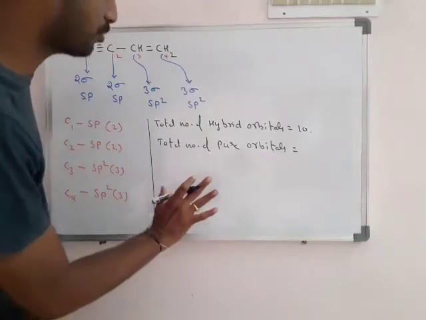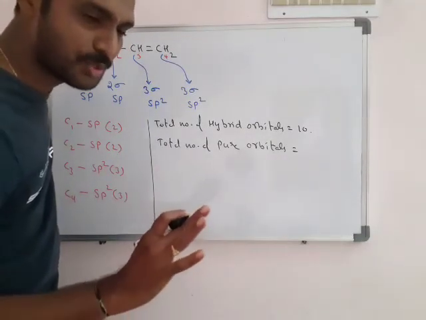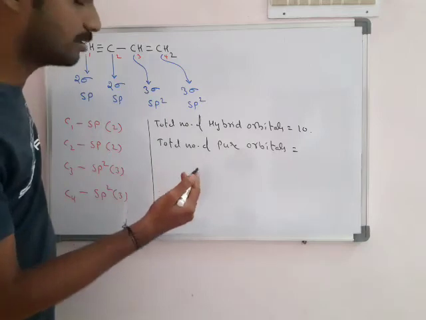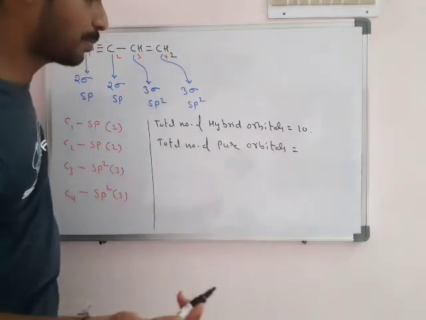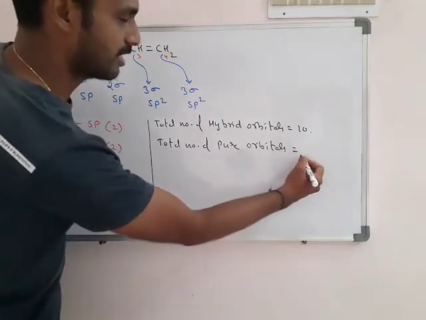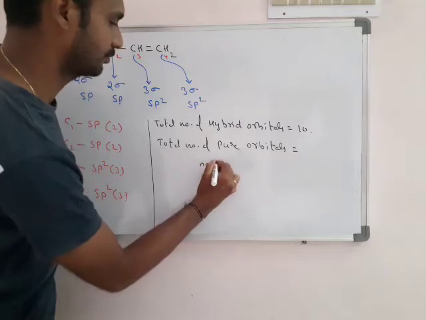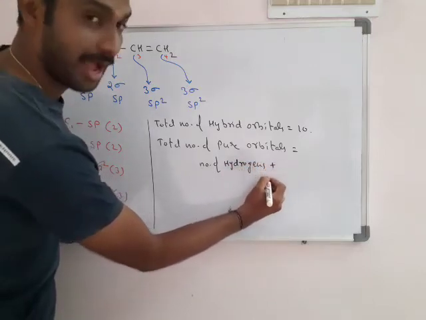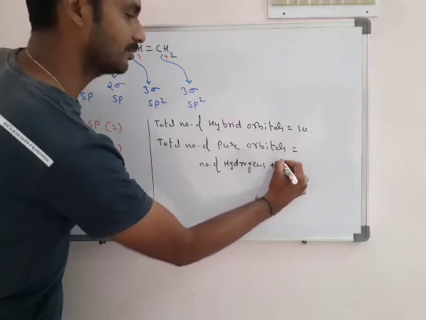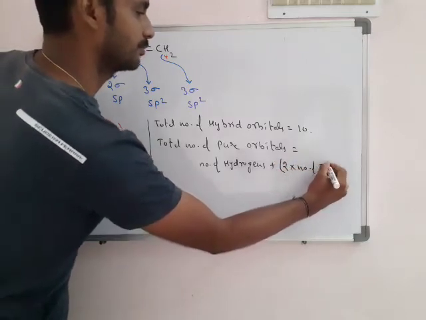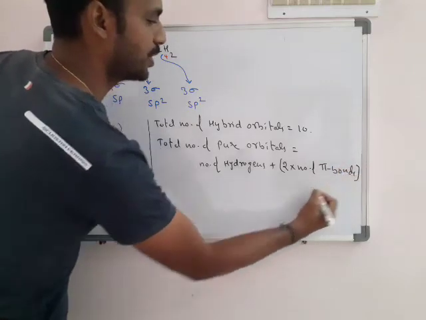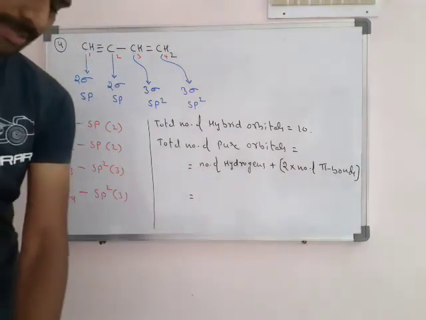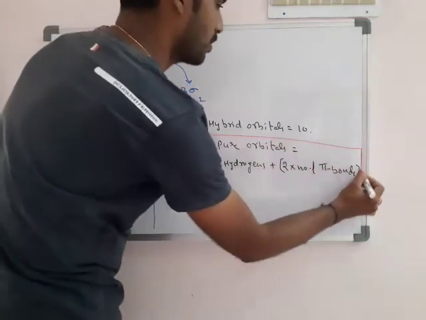The number of pure orbitals equals the number of hydrogens, H, if there is no pi bond. But in molecules with more pi bonds, the number of pure orbitals equals the number of hydrogens plus 2 times the number of pi bonds. With the help of this formula we can calculate. Just remember it as a formula for the number of pure orbitals.